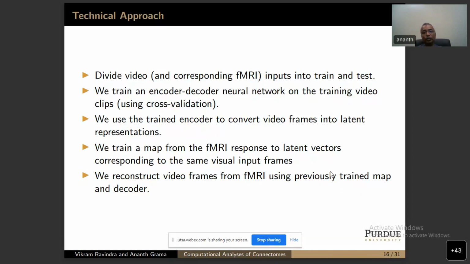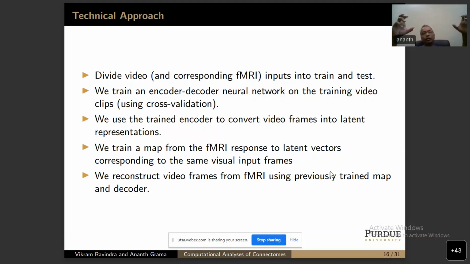So we use the trained encoder to convert video frames into latent representations. Separately, we train a map from the fMRI response to the latent space. So I'm going to show you the visual, but think of it this way.